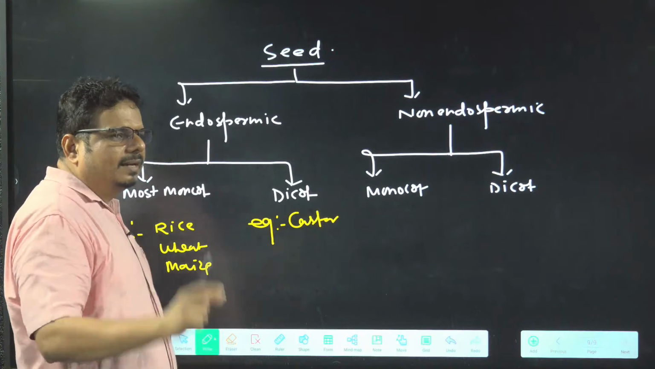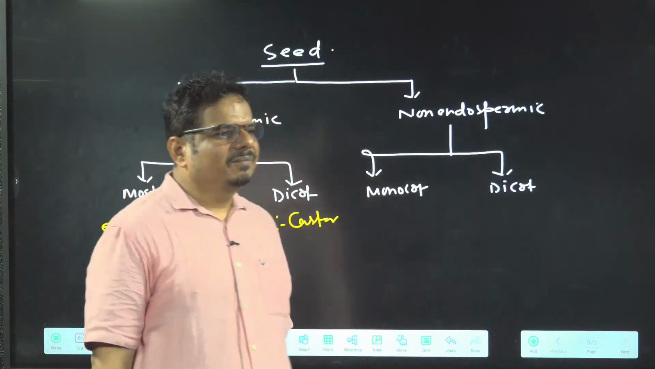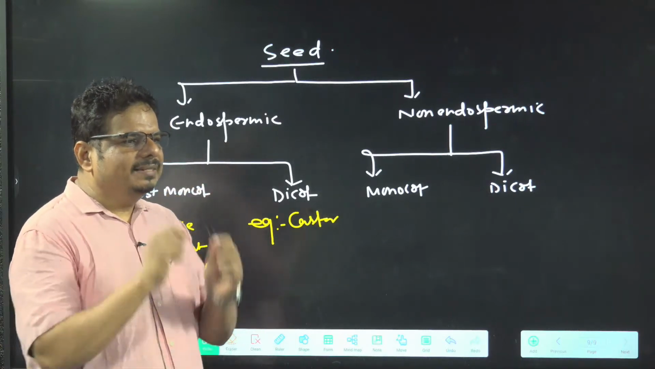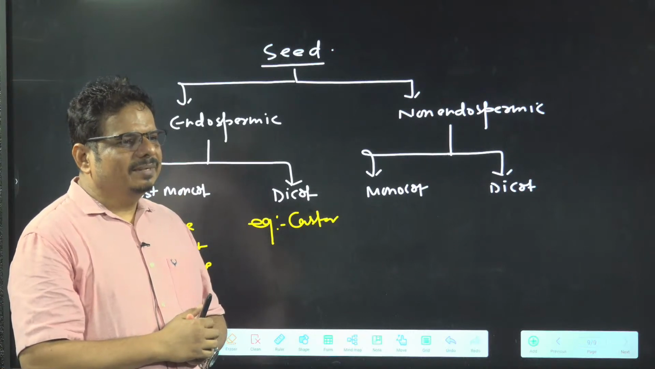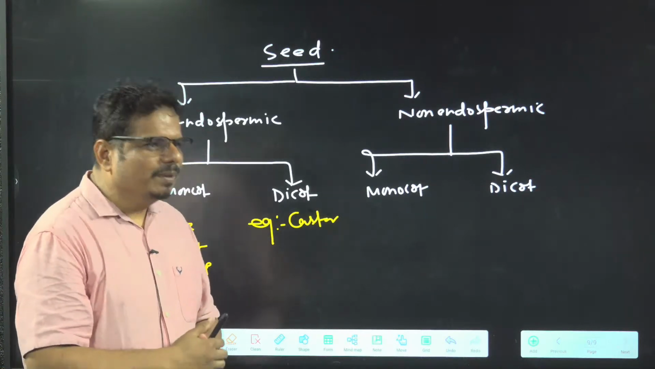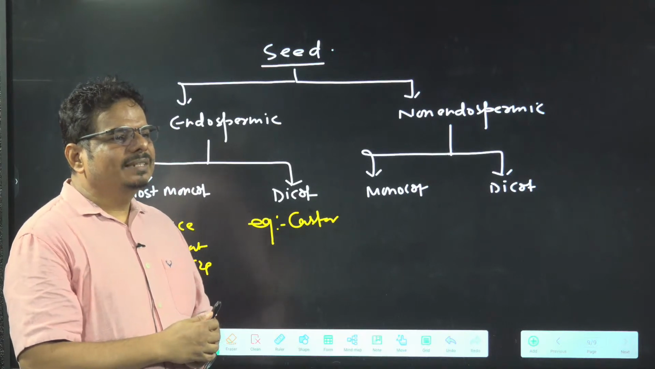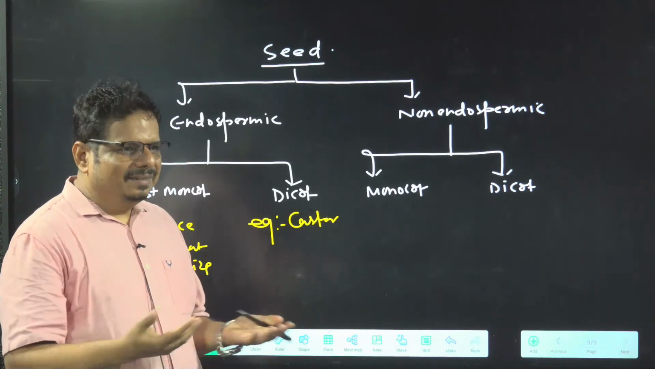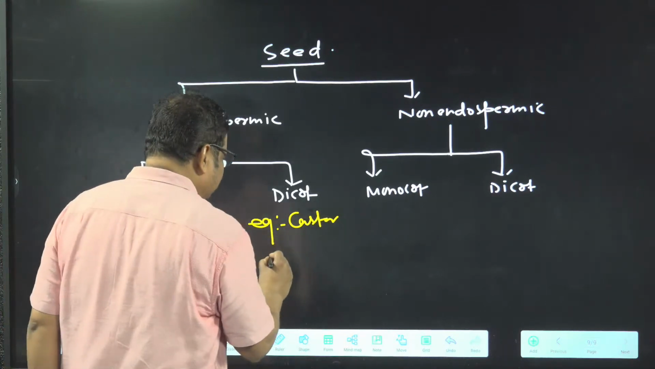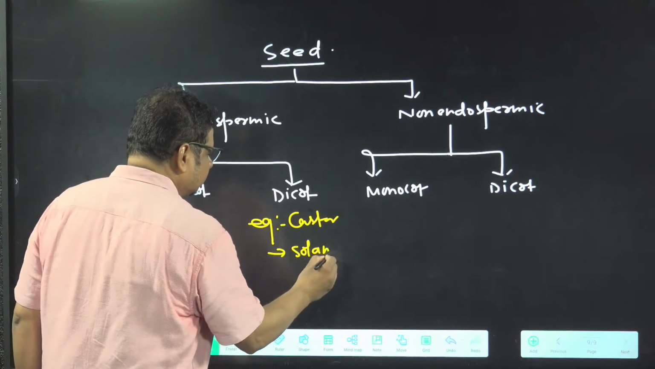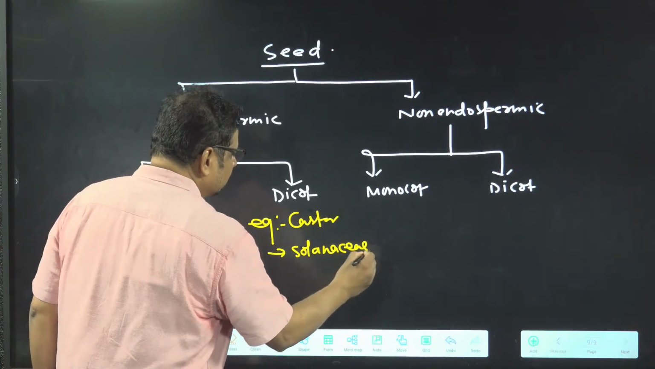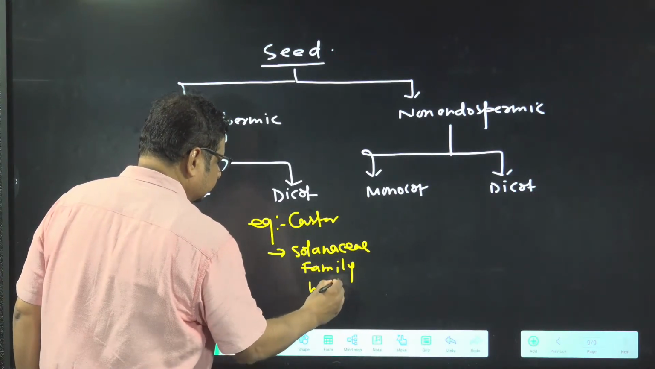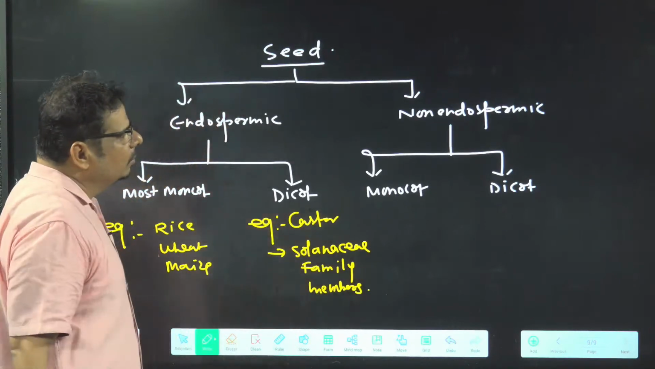If you open the NCERT, Solanaceae family, which family? Solanaceae family. Open your NCERT, Solanaceae family, and check which kind of seed is given. Endospermic seed is given. And members of the Solanaceae family are what basically? Dicot family. So you can write another example: Solanaceae family members. You got the idea?